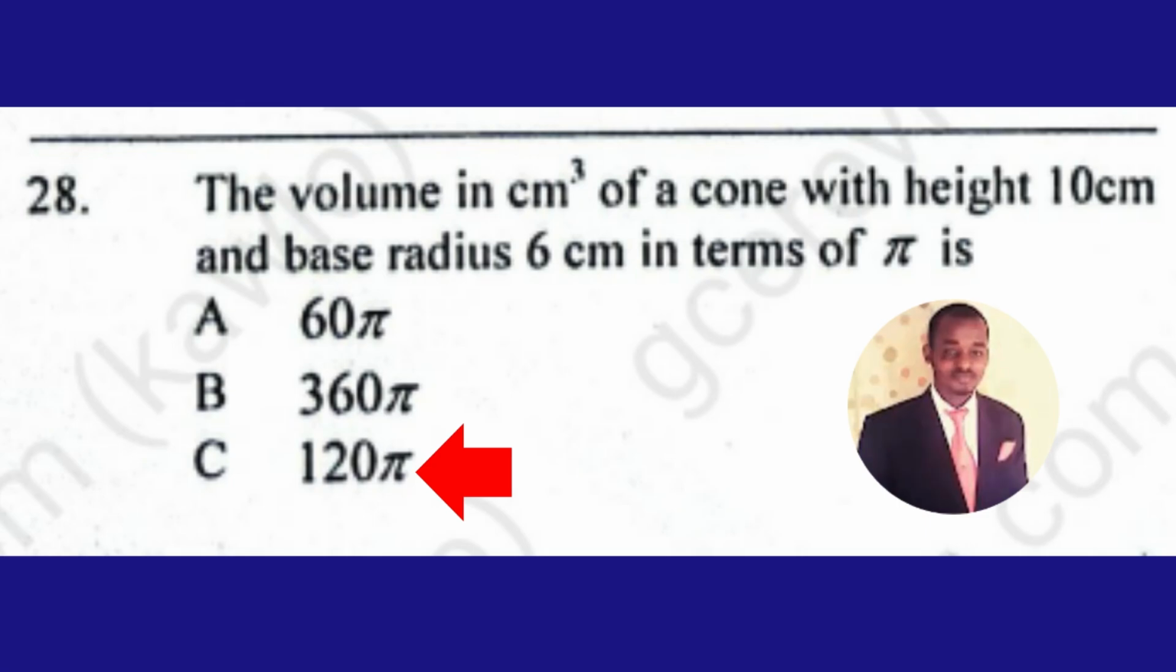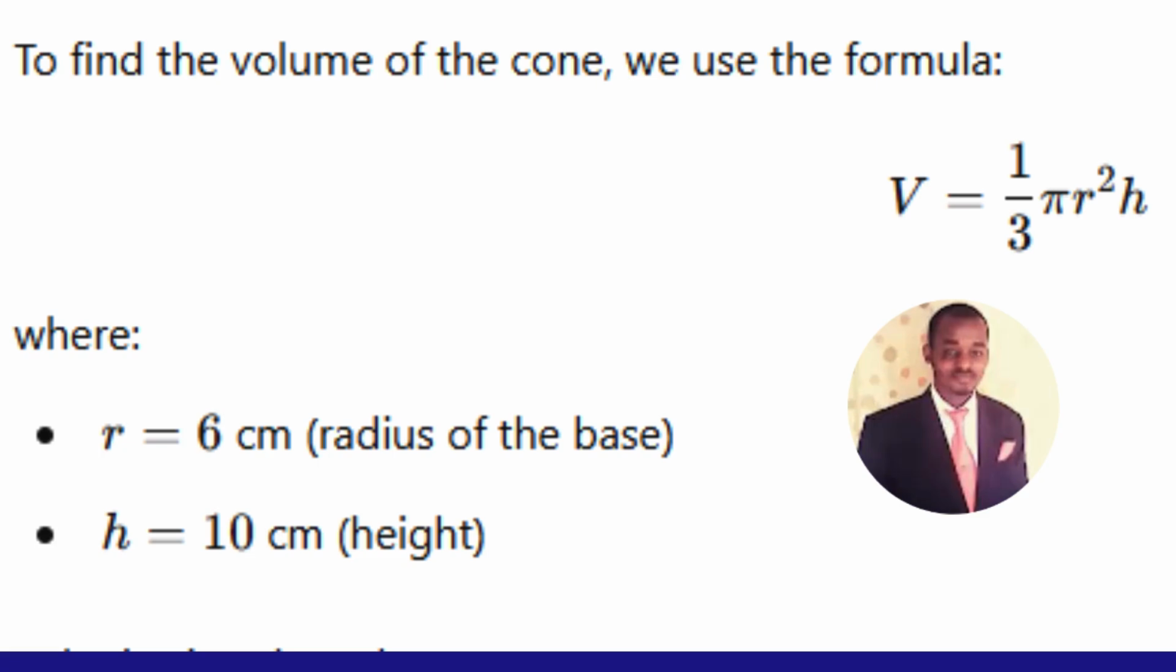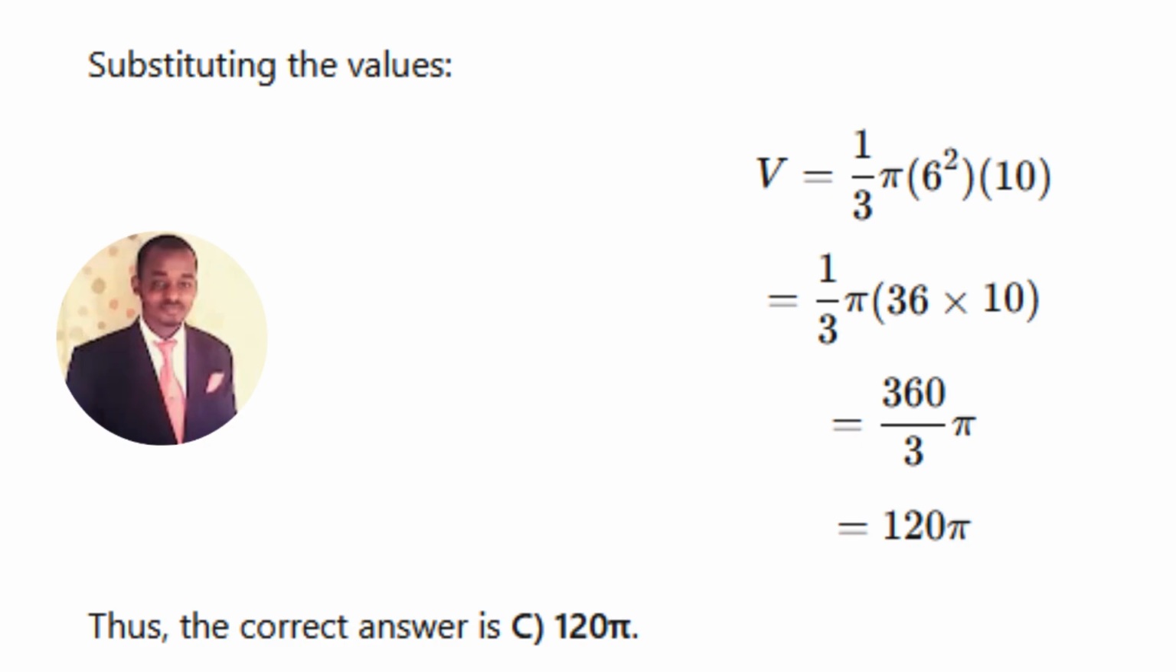The volume in cubic centimeters of a cone with height 10 centimeters and base radius 6 centimeters, in terms of pi, is, the correct answer is 120 pi. Here we have the calculation, as you can see. To find the volume of the cone, we use this formula. You can see the substituted values and how we got to 120 pi. So you can check it out.